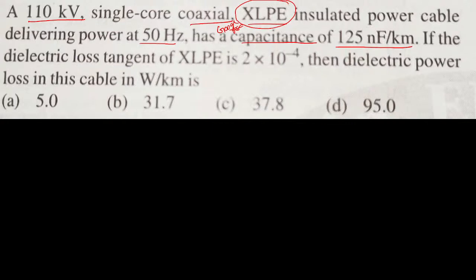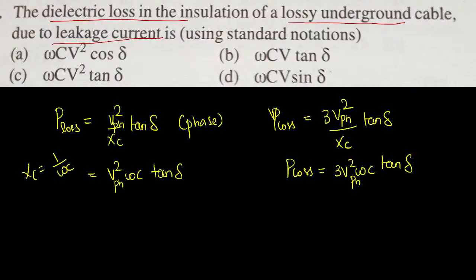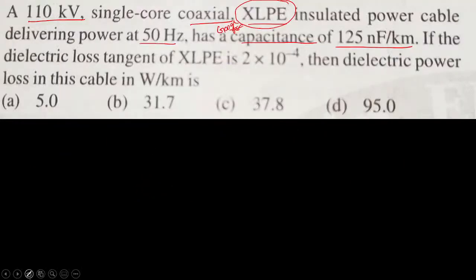Just now we saw the formula. In the last question only we saw the formula, right? I hope you all remember. That is V per phase square omega c into tan delta. Just now I have written the formula, right? Now take all the values.